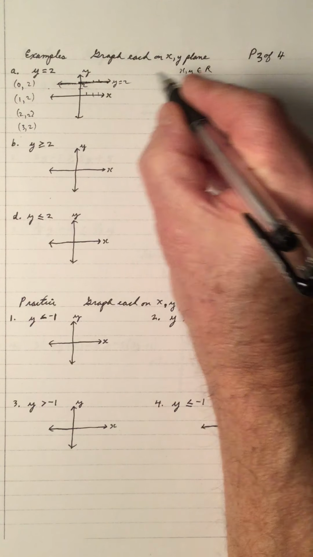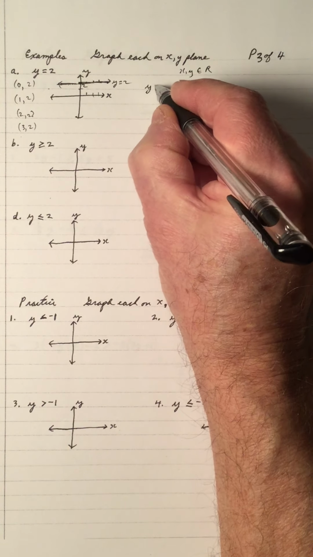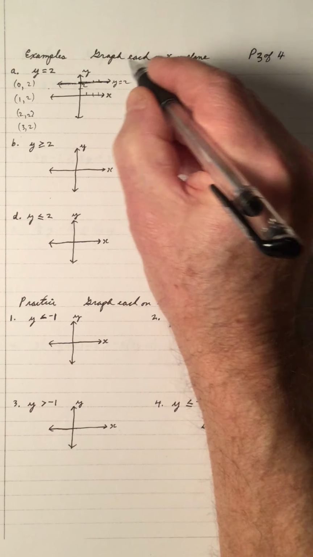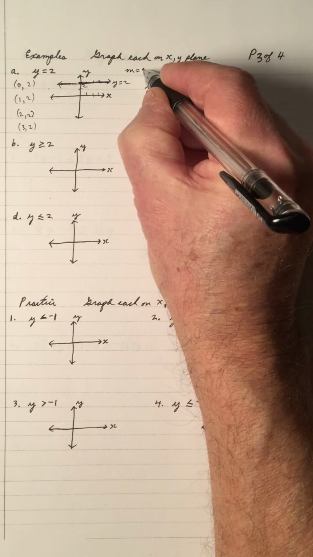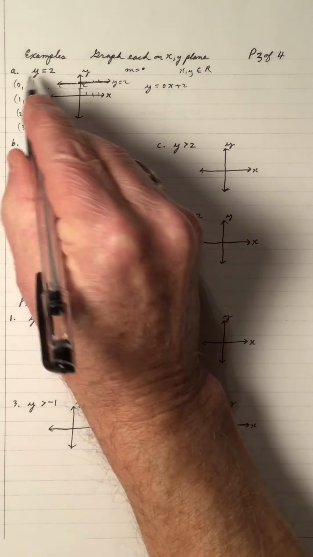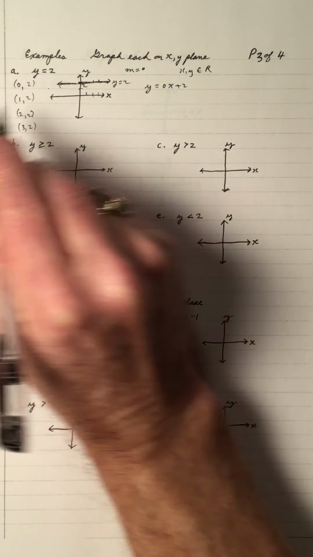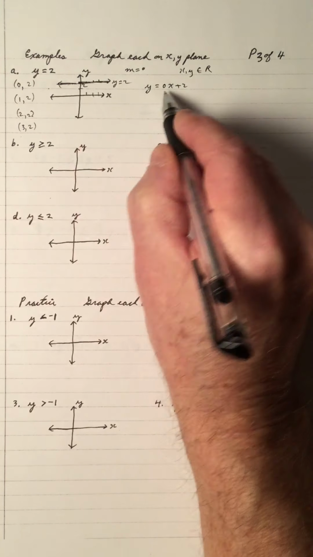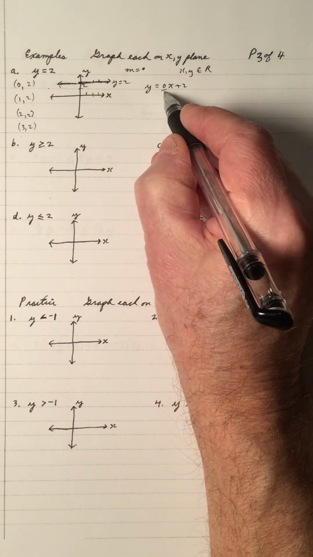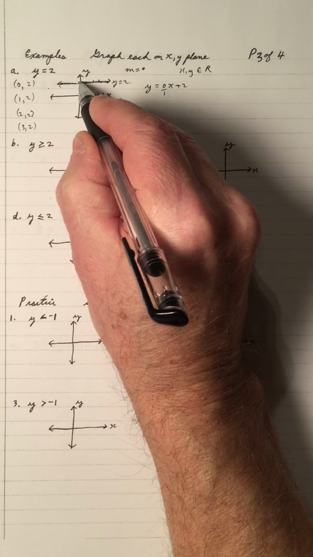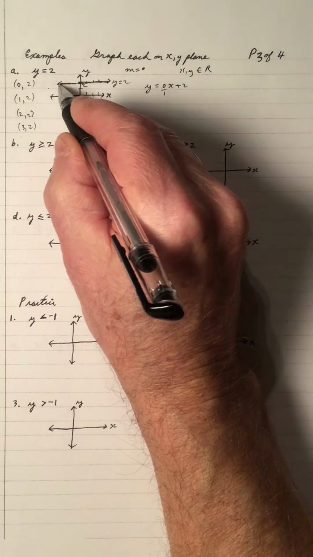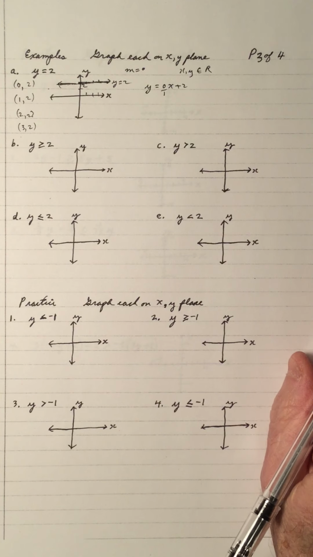Another way to look at this one is Y equals 2. So Y equals 0x plus 2, because a horizontal line has a slope of 0. So that's why you do not see an X. If you plot the y-intercept of 2 and the slope is 0 over 1, that means you don't go up or down, you just go right 1, right 1. So you can see it's a horizontal line.